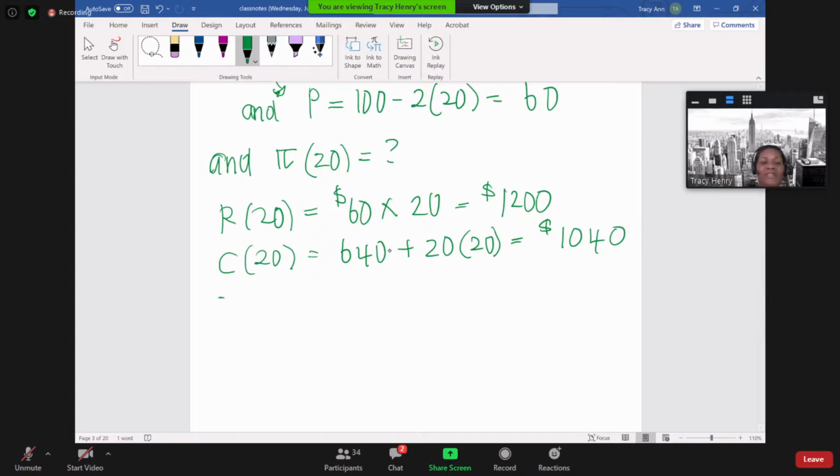So our profit at 20 is equal to 1,200 minus 1,040. It's equal to 160.